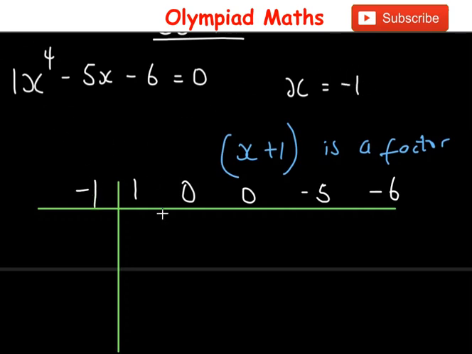So with this, bring down this one. You write down 1, and 1 times minus 1 is minus 1. 0 plus minus 1 is minus 1. So again, minus 1 times minus 1 is plus 1. Write down this plus 1. 0 plus 1 is 1. Again, 1 times minus 1 is minus 1. Minus 5 plus minus 1, that is minus 6. So minus 6 times minus 1, that is plus 6. Minus 6 plus 6 is 0.